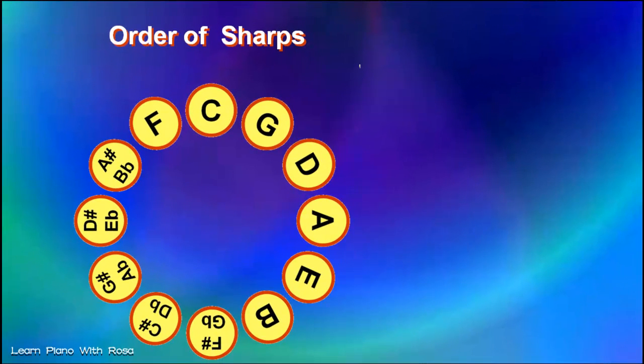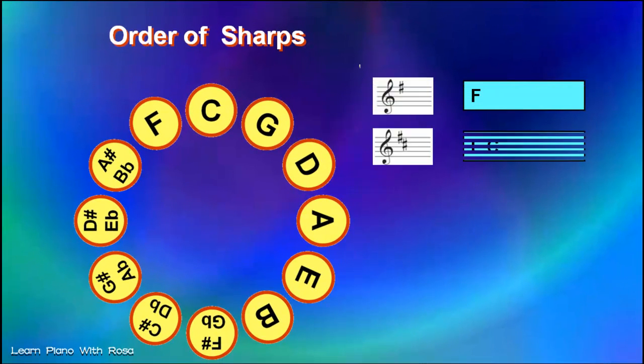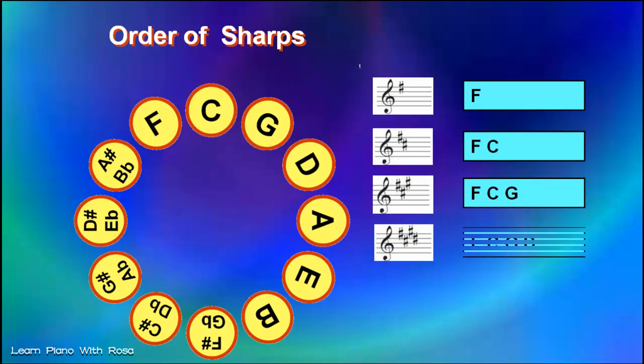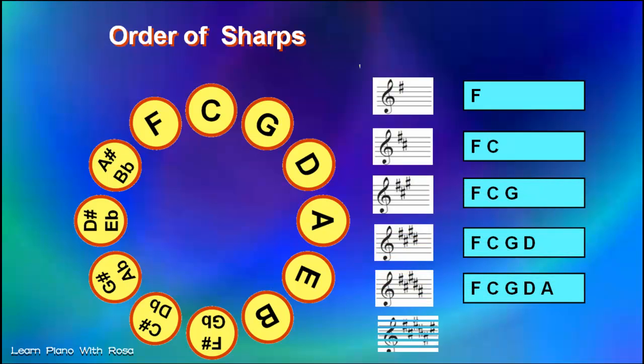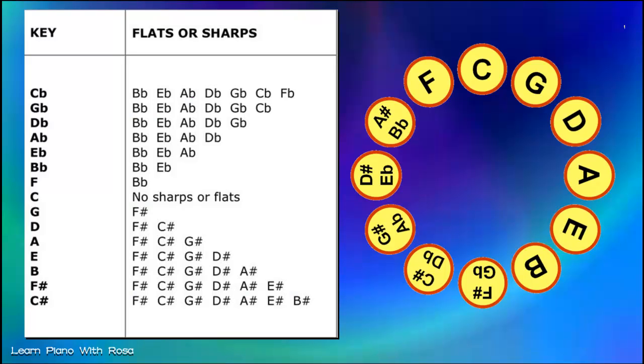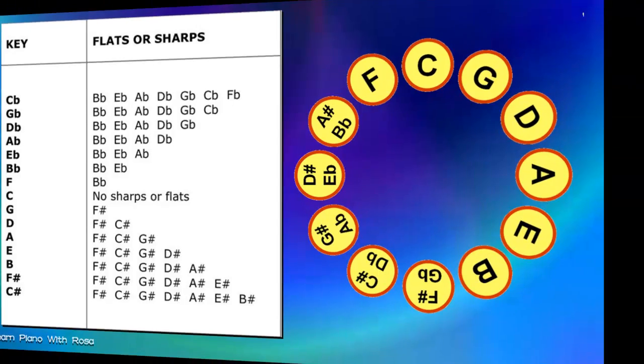The order of sharps go like this. It begins with the F, and then a C sharp, G sharp, D sharp, A sharp, E sharp. And when you look at this chart, you see a beautiful pattern of the sharps and the flats. And all this is hidden behind the circle.